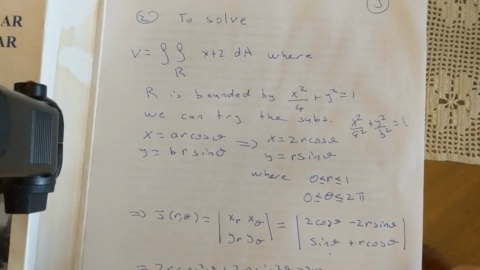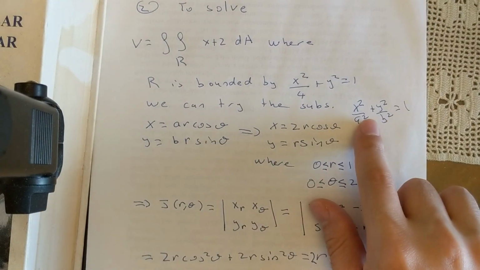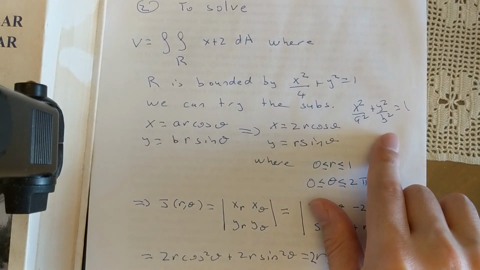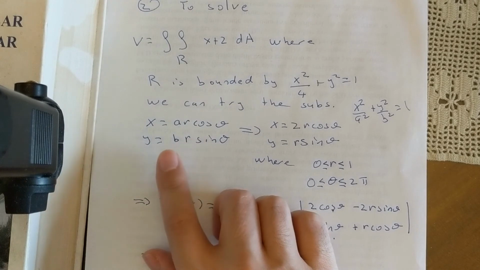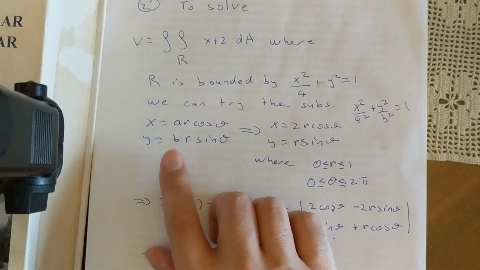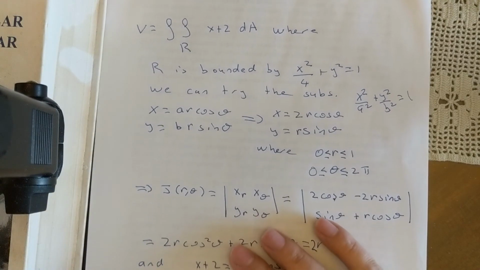Now, because we're doing an ellipse, what we're going to do in general, when you have x squared over a squared plus y squared over b squared equals 1, you can make this substitution: x is equal to ar cosine theta, y equals br sine theta. Why? Because it works. I know it works. You can kind of get this from the polar parameterization of an ellipse, if you remember that from Calc 1.